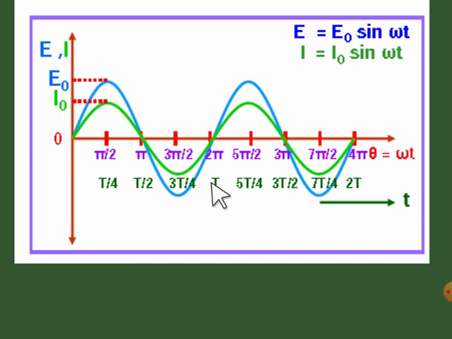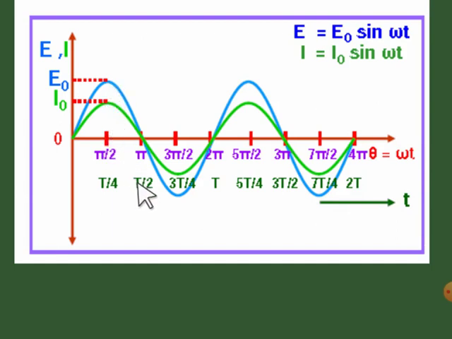Now if you divide this time into 4 equal parts, then this will be T by 4. So at t equal to T by 4, omega t becomes omega T by 4, which, described in terms of angle, is pi by 2. So you can draw it in terms of the time or in terms of the angle. At T by 4, your E and I will have their maximum values.